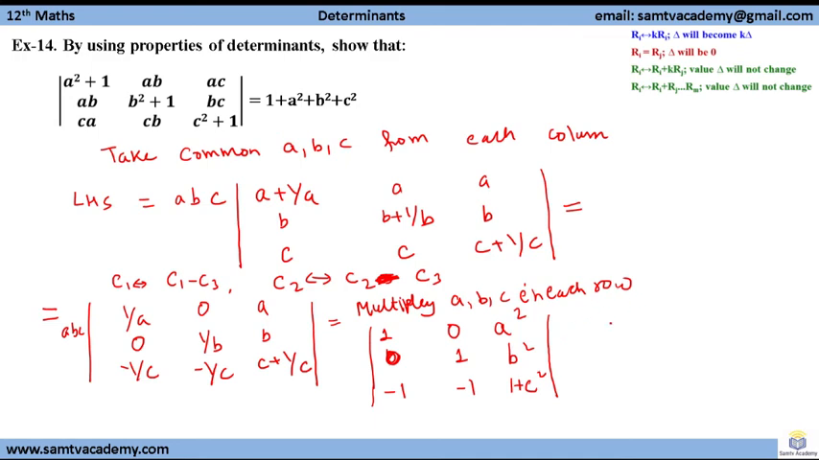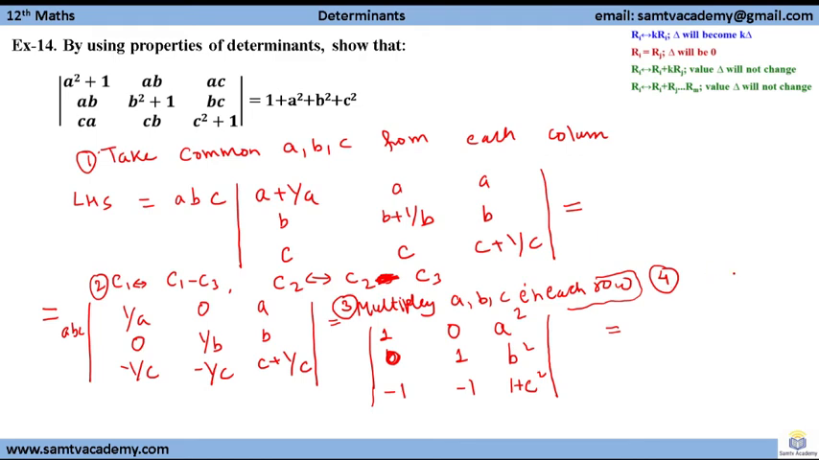Now this is the next step. Now for the third step, I will write here, this is the first step, this is the second step, this is the third step, this is now the fourth step.